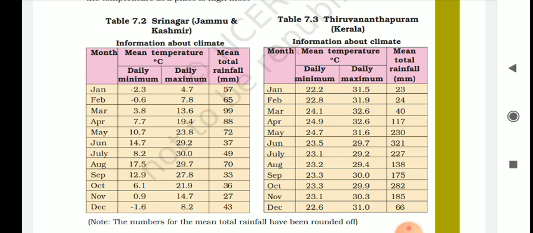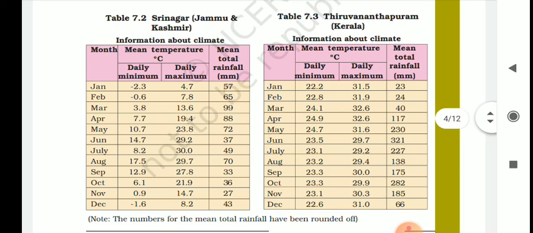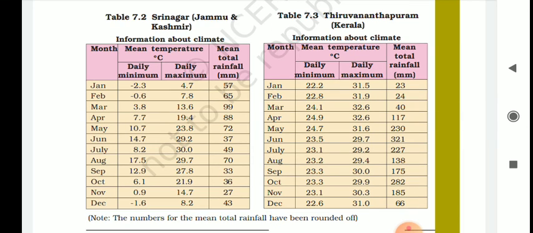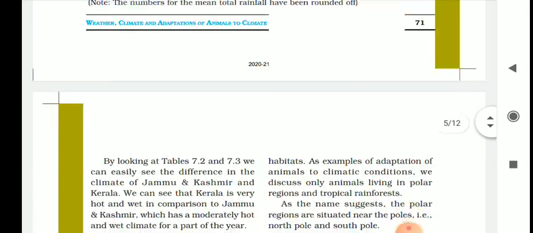It means we call the climate of Srinagar, Jammu and Kashmir cold and wet. Comparatively, Thiruvananthapuram's temperature is hot, and it is also wet. In July and May, rainfall is higher in Thiruvananthapuram, while rainfall in Srinagar is lower. So we find out the climate of these cities.